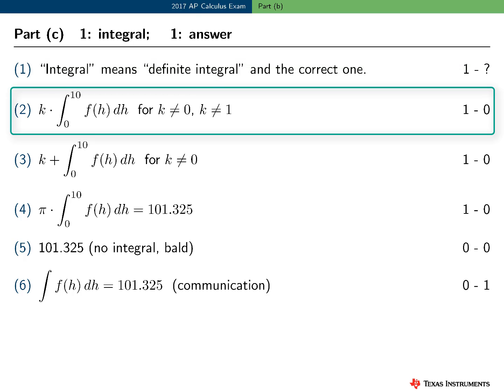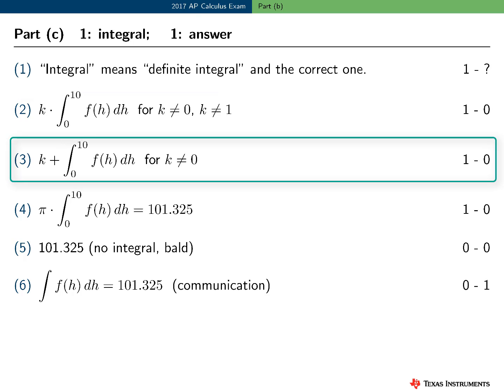Here are some specific examples. If the student presented the correct definite integral with a constant in front that's not 0 or not 1, they would earn the first point, but they're not eligible for the second point. They could also add a non-zero constant to the definite integral. They would also earn the first point, but not the second.